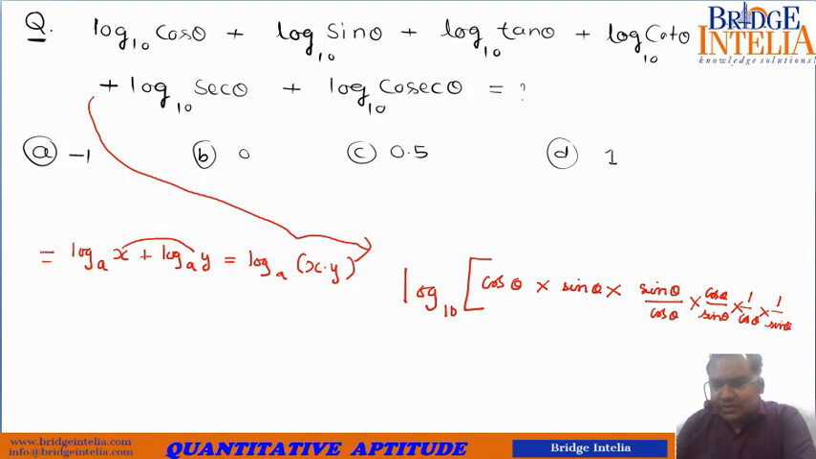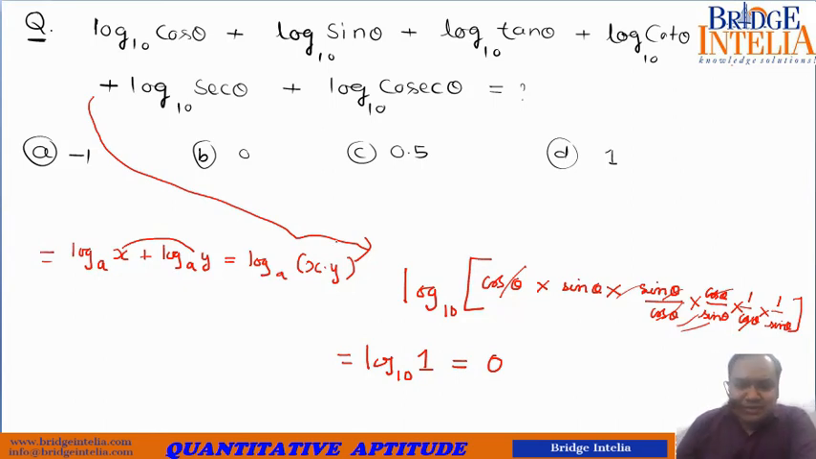If you actually multiply these terms, you will see that these terms cancel each other. This cos, this sine. So this basically comes out to be log to the base 10, and this entire product comes out to be 1. So 10 to the power 0 is equal to 1. Hence log to the base 10 of 1 is equal to 0. So the answer for this question would be 0. Now let us see the next question.